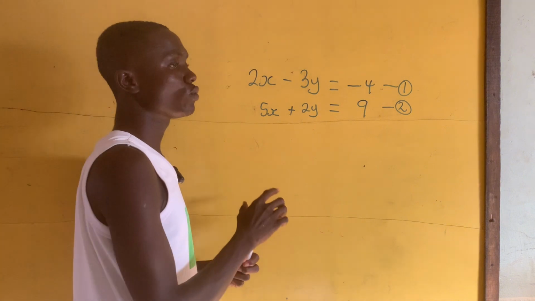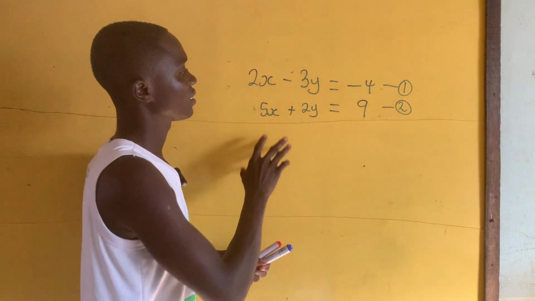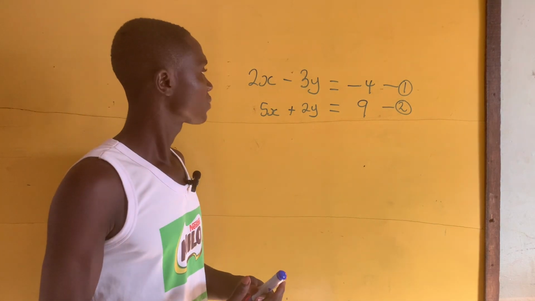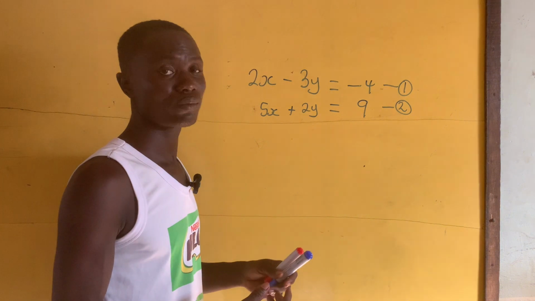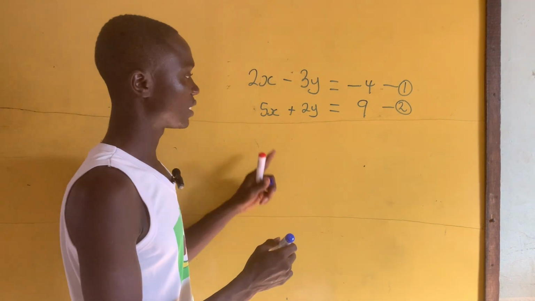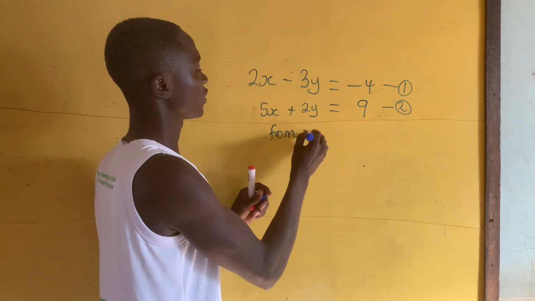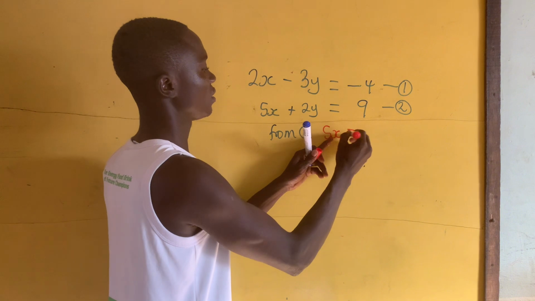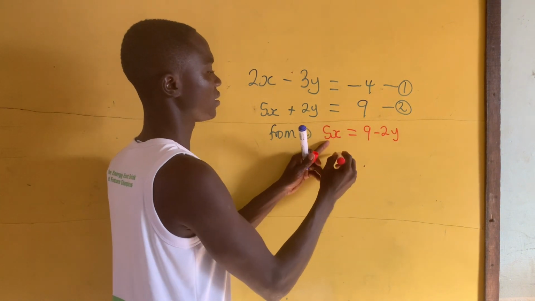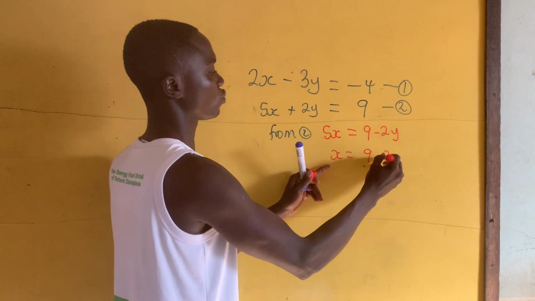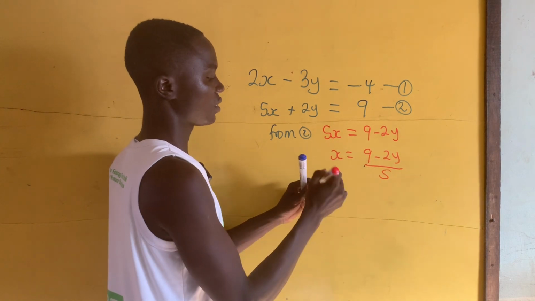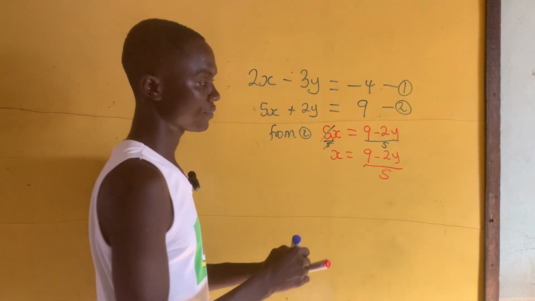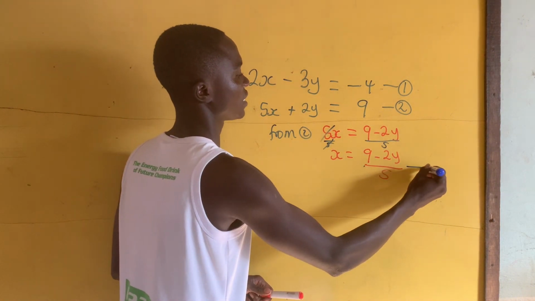Now, we're going to use the substitution method. So pick either from equation 1 or from equation 2 and make one of the variables the subject. So I want equation 2, right? So I'm going to make x the subject. So from equation 2, I'm going to have 5x equals 9 minus 2y. And then I have x equals 9 minus 2y all divided by 5. That is, if you divide here by 5 and divide all this by 5, this will cancel this. Now, let's name this equation 3.